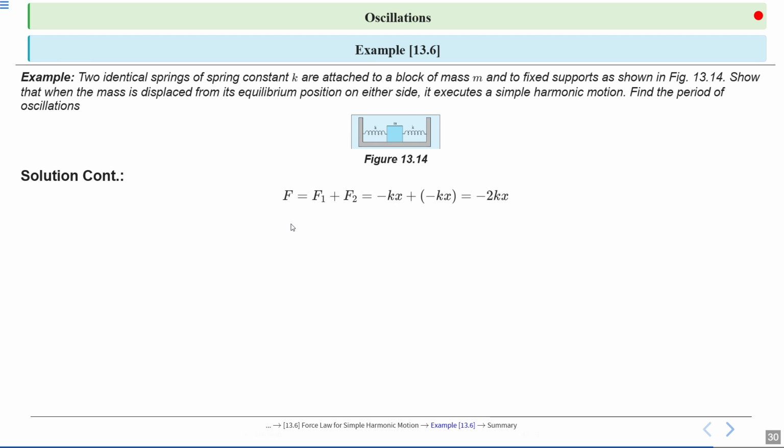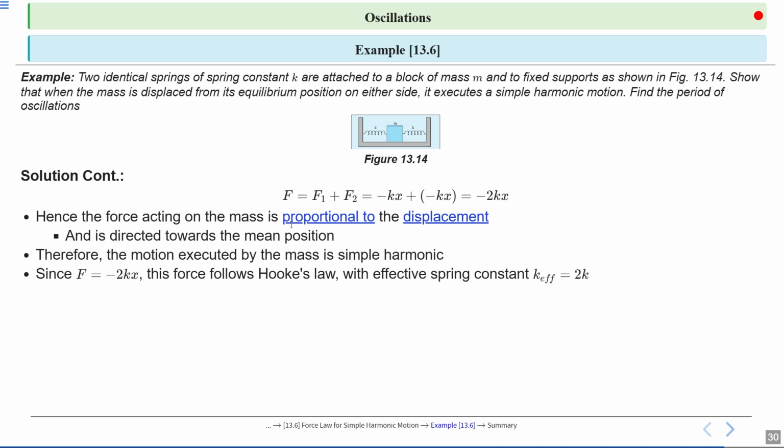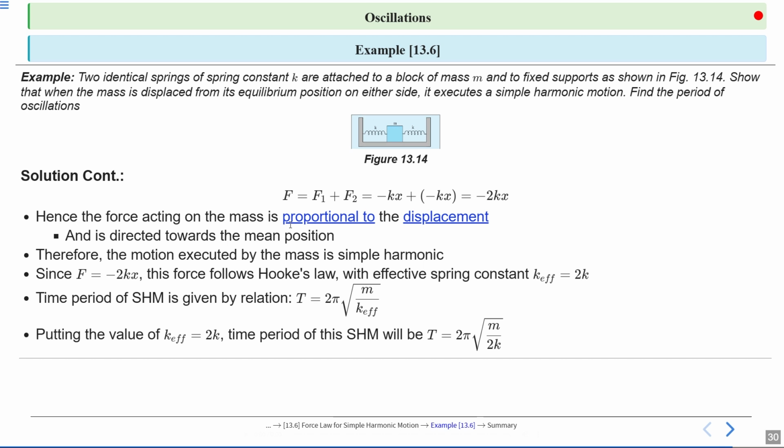F is equal to F1 plus F2. Hence the force acting on the mass is proportional to the displacement and it is directed towards the mean position. Therefore, the motion executed by the mass is simple harmonic. Since F is equal to minus 2kx, this force follows Hooke's law with effective spring constant K effective equal to 2k. Time period of SHM is given by the relation T equals 2 pi square root of m divided by K effective. Putting the value of K effective, the time period of this SHM will be T equals 2 pi square root of m divided by 2k.